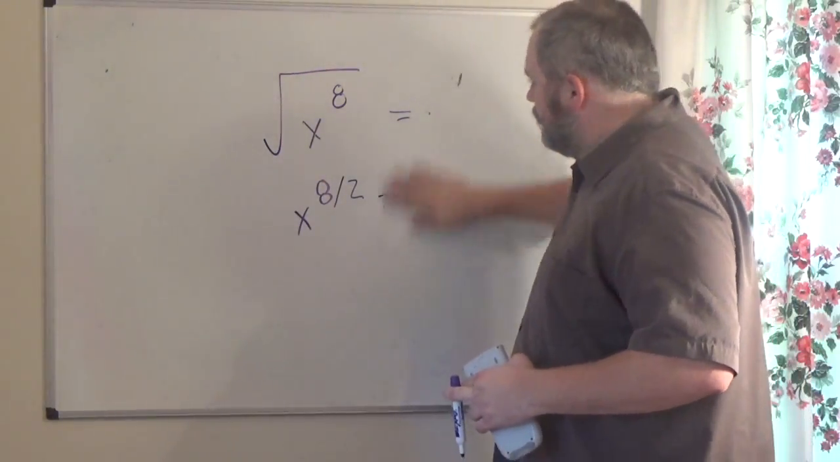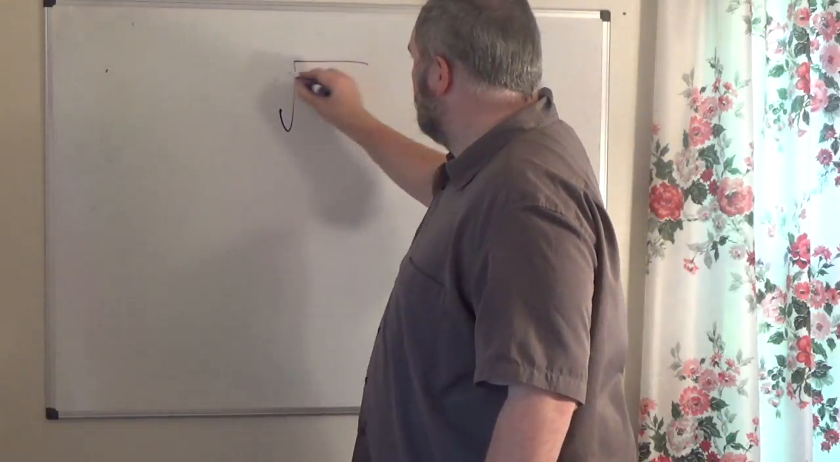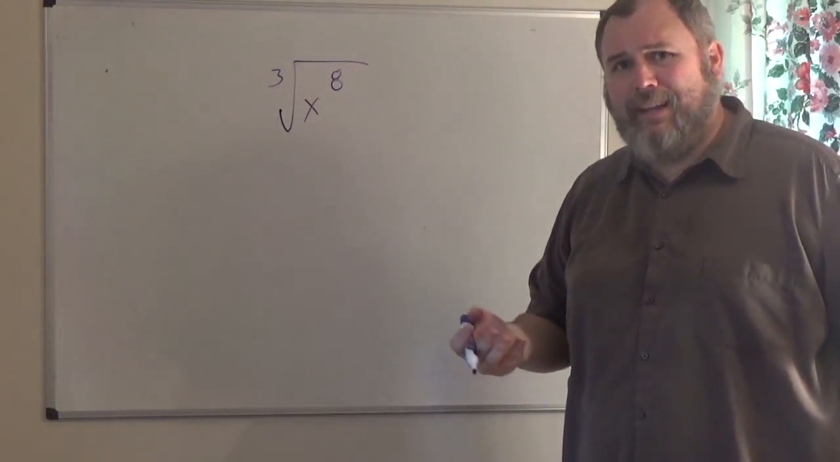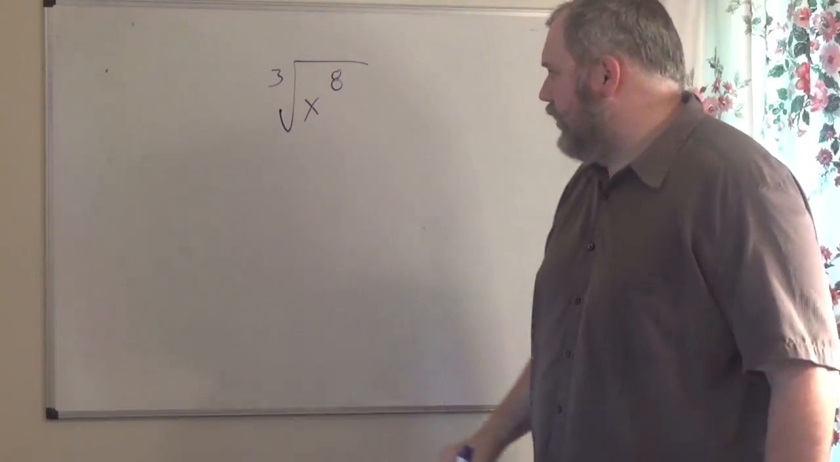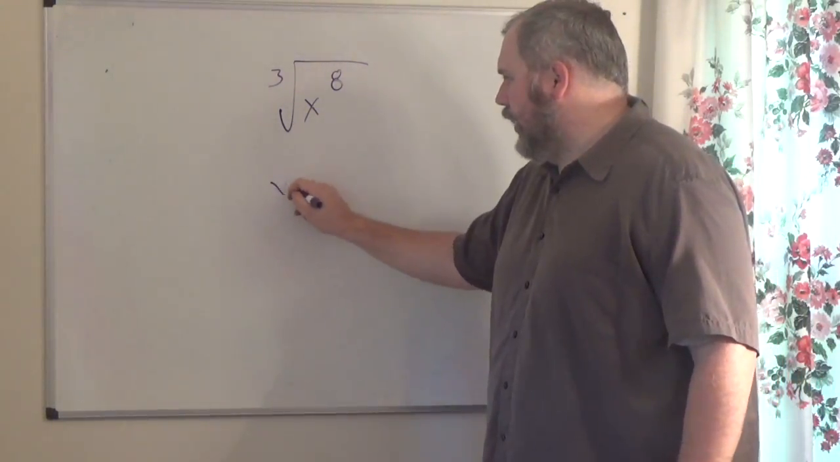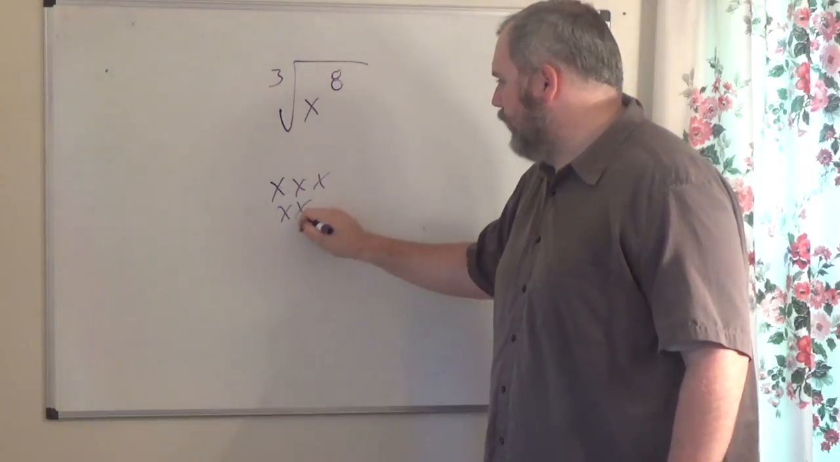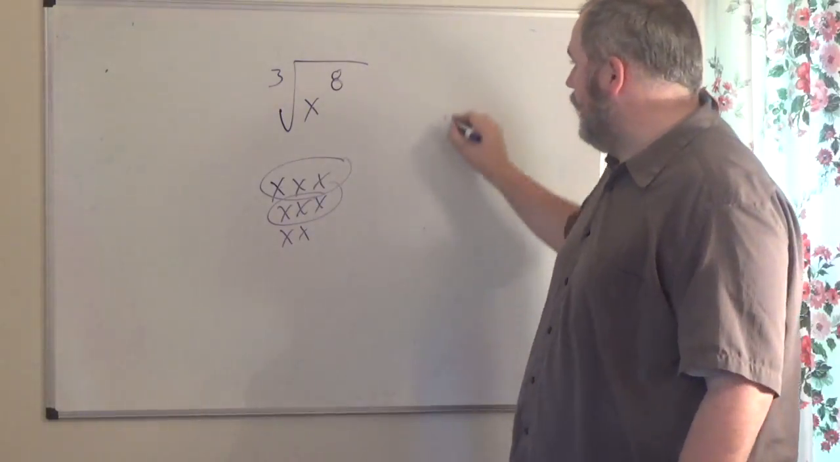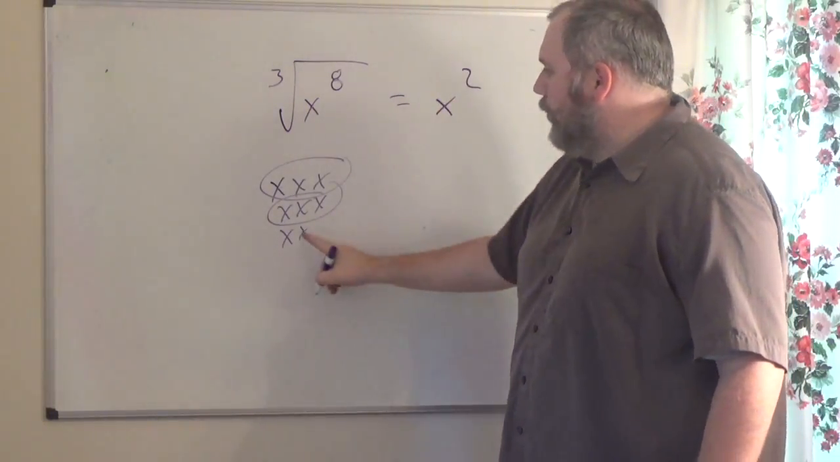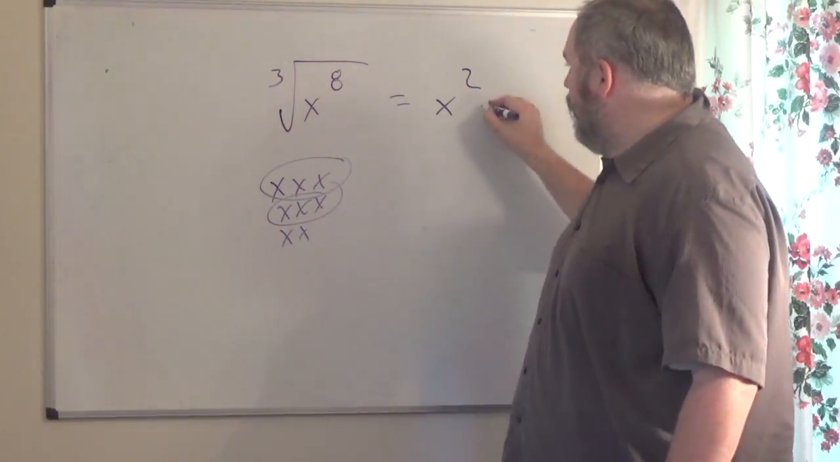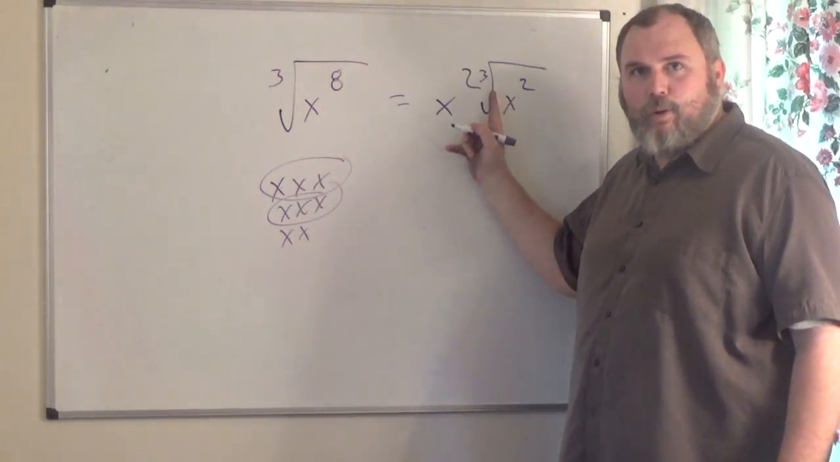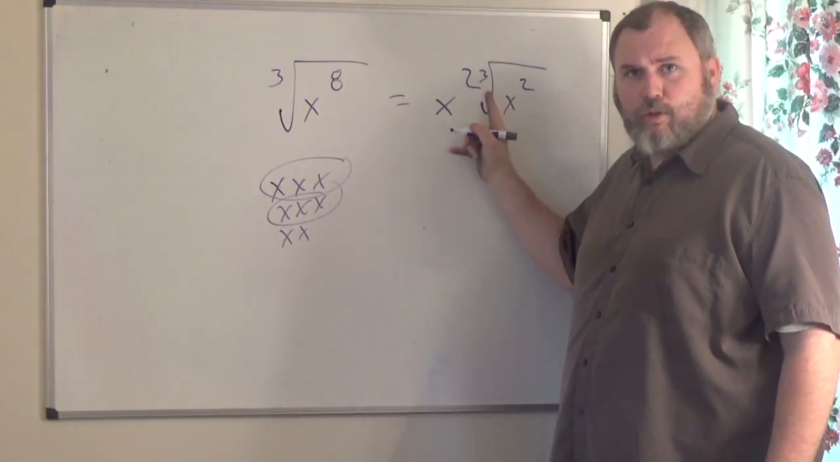Alright, so let's try another one. In this one, I'm looking for how many groups of 3 I can pull out. Again, we can do it this way: 1, 2, 3, 4, 5, 6, 7, 8. So I've got 2 groups of 3, and that's going to be x squared. But then I've got these 2 that I didn't circle. Well, they're what's left, because I can't pull out x squared when I'm asking for the cube root of it.